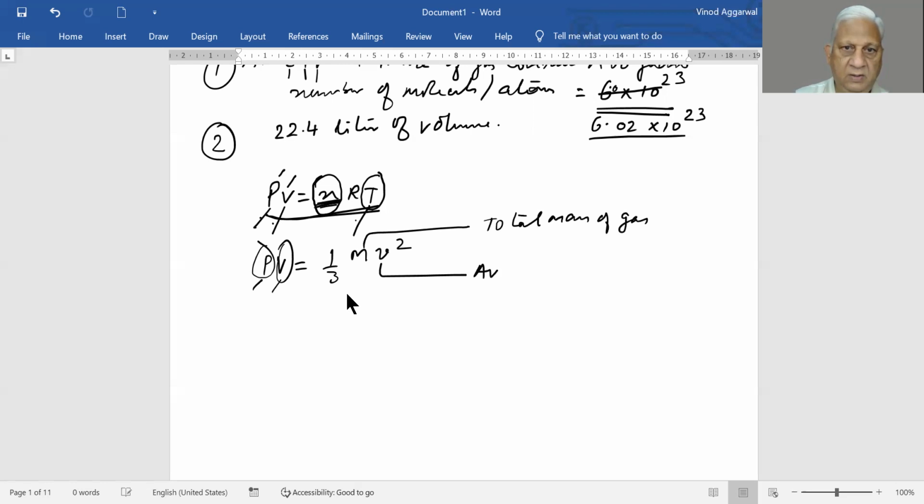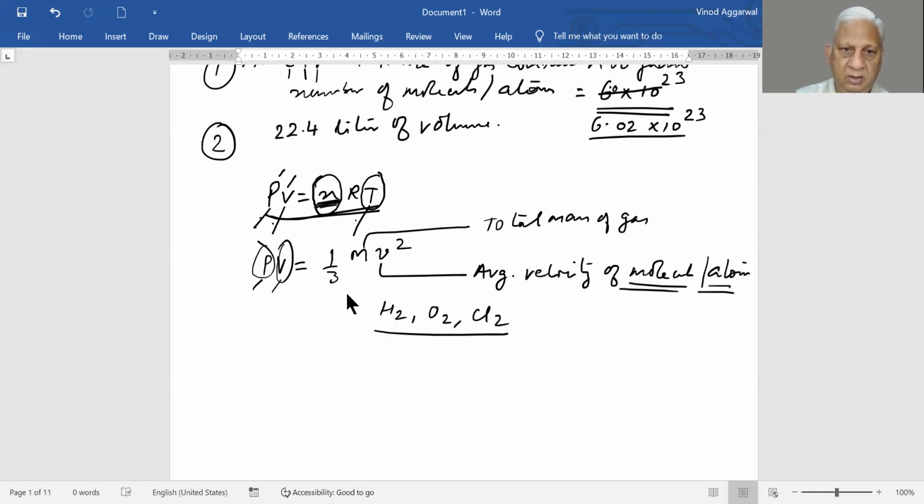And what is v? v is the average velocity of molecule or atom. Why are we saying molecule or atom? Because a gas can be monoatomic or diatomic. For example, hydrogen, oxygen, chlorine, they are diatomic and there are two atoms of hydrogen combined to make one molecule. So hydrogen, oxygen and chlorine, these we will call molecules.